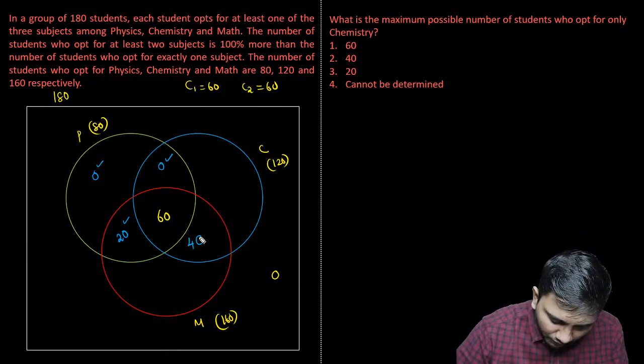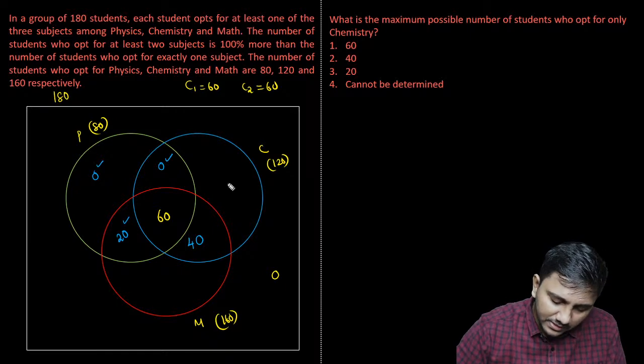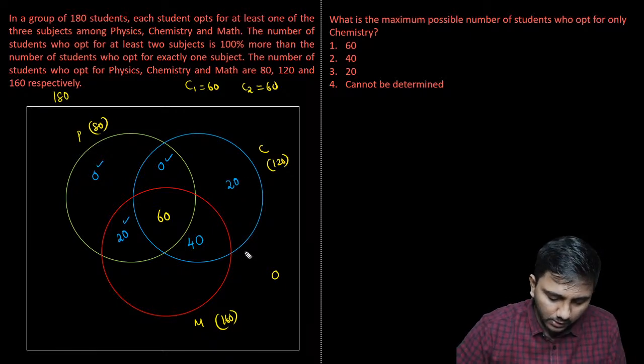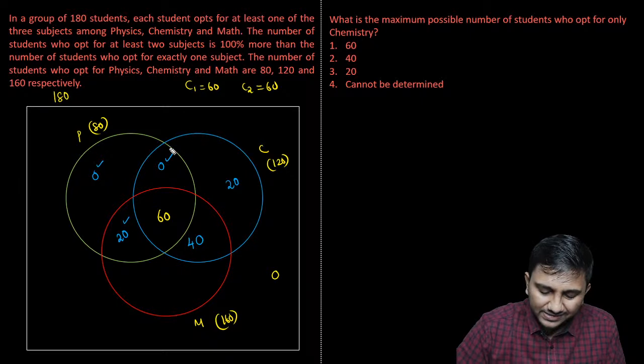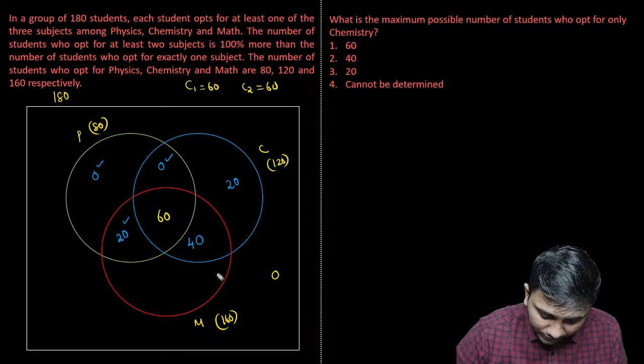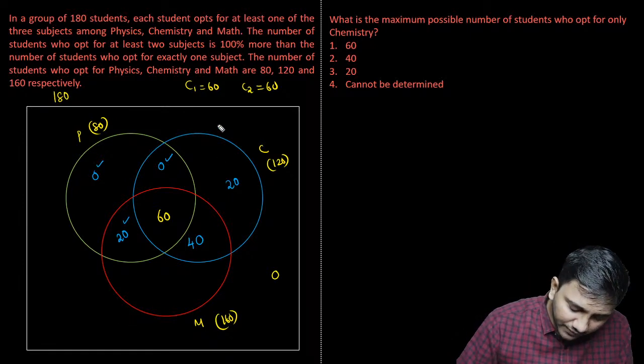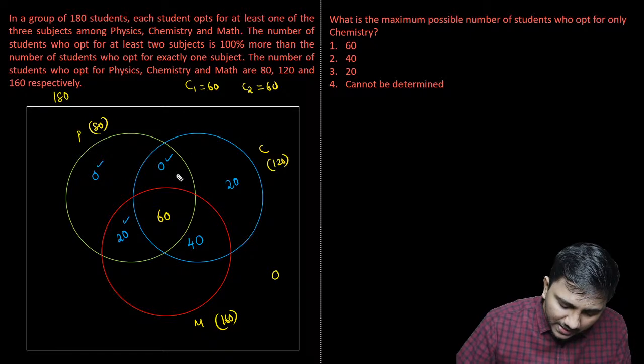So if I am going to make this 40, then this is going to be another 20, because I should get a sum of 120 inside the blue circle. We can quickly check whether it also satisfies the red circle. So how much have we got as of now? Inside the blue circle it is 120.